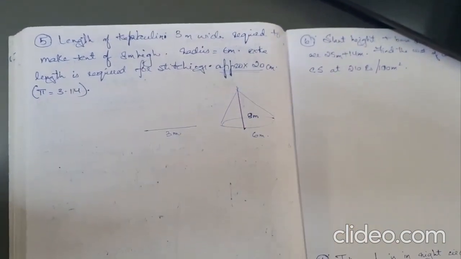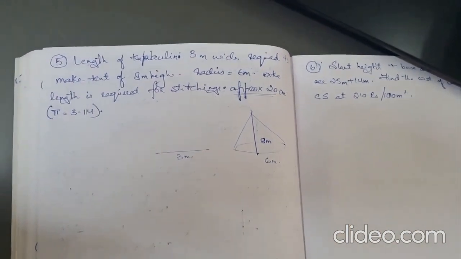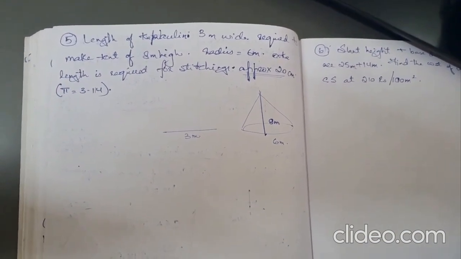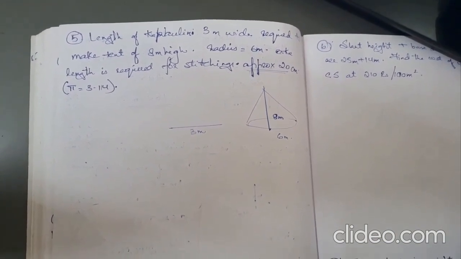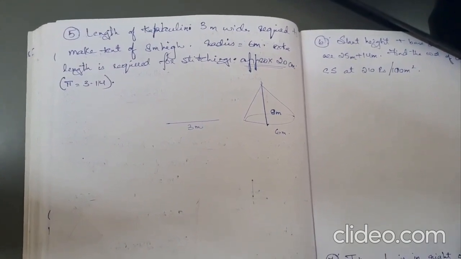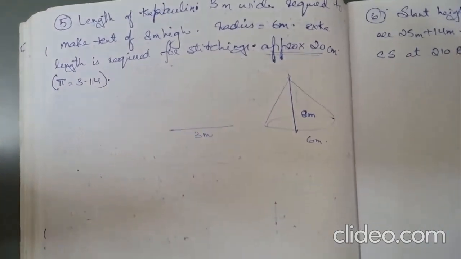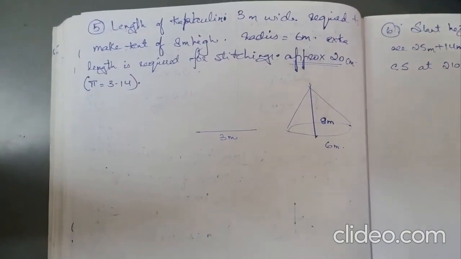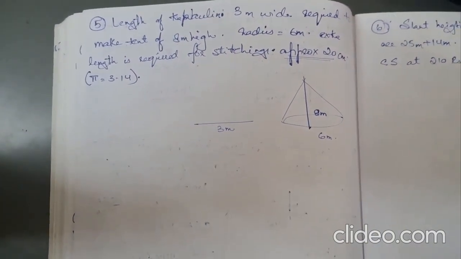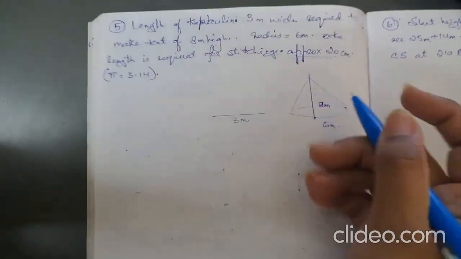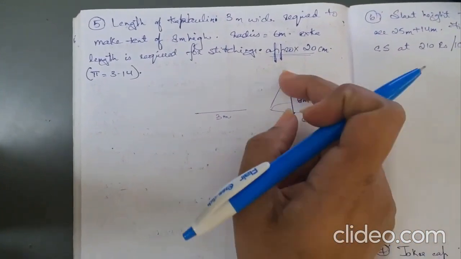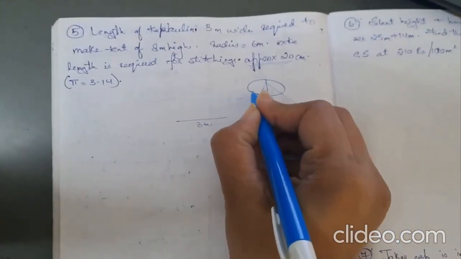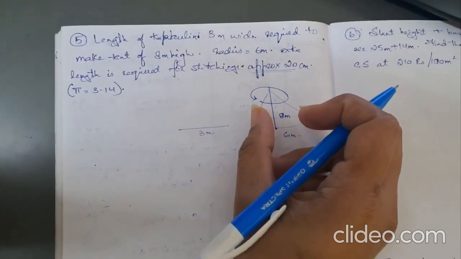We need the length of the trampoline. Trampoline is a type of cloth that is usually required for construction purposes. Now what I am supposed to do is find out how long the cloth should be for me to make a tent out of it. So the height is given to me, the radius is given to me. I can find out the curved surface area, because I need the trampoline only for this.